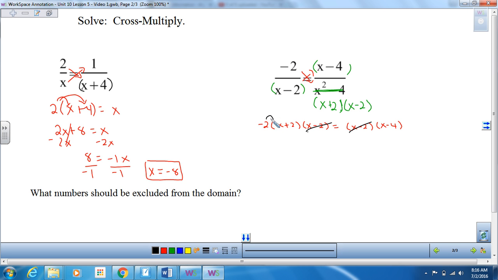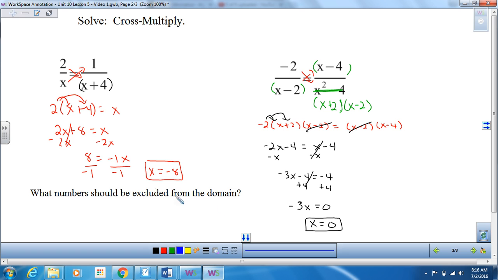So then I have negative 2x minus 4 equals just x minus 4. I'm going to subtract x. So I get negative 3x minus 4 equals negative 4. I'm going to add 4. So negative 3x equals 0. So I actually get x equals 0. And we can plug that back in to check.